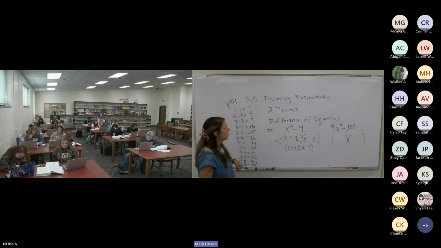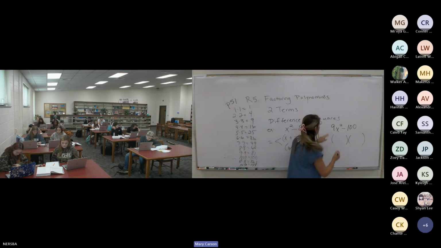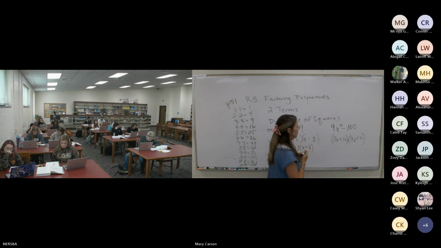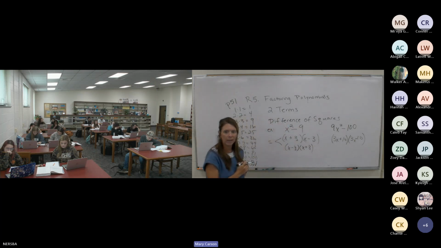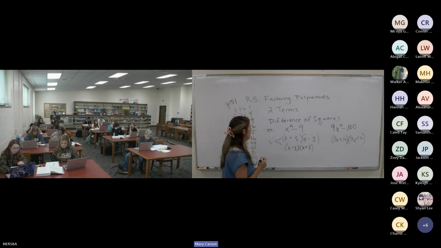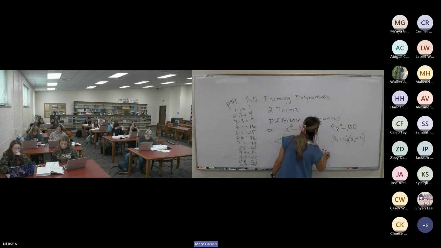Okay. So 9x squared is going to break up into a 3 and an x. 100 is going to break up into a 10 and a 10. We got a plus and a minus. Everybody got it? Again, these are ones y'all should look at and say, oh, that's a difference of squares. Factor it quickly. All right, let's get one more.